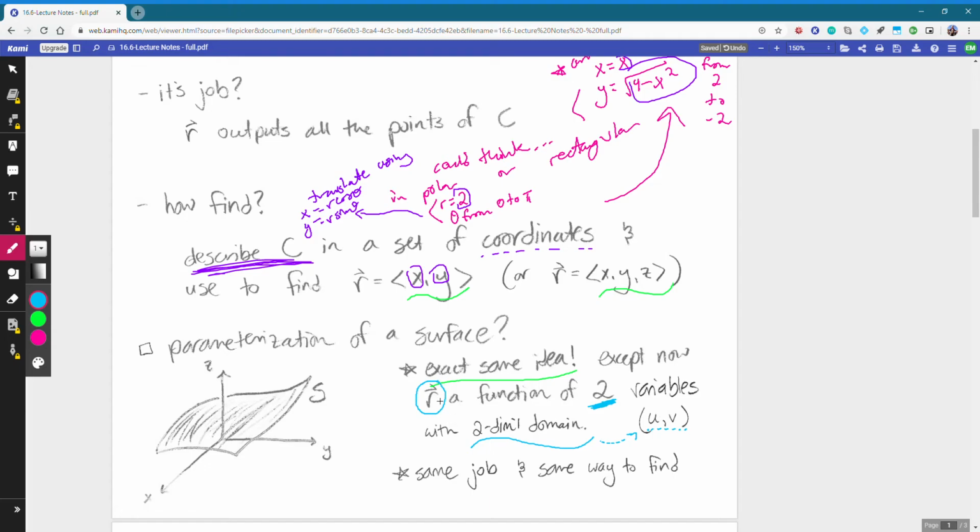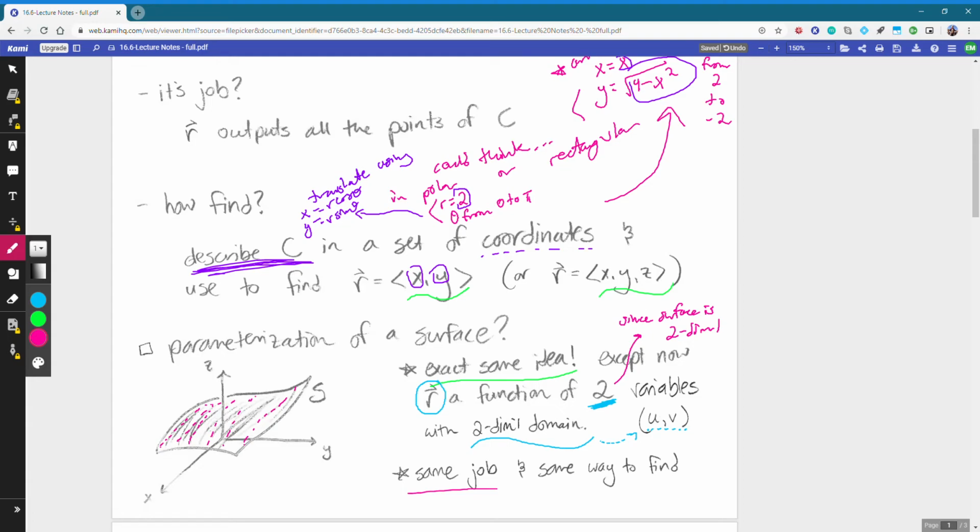So it's the same sort of object, just with one more variable. Maybe just for our notes' sake, let me mention here, since a surface is two-dimensional, that's why we need two variables. This parameterization is the same sort of object, and it has the exact same job as it did before. Our parameterization is just designed to go through and output each and every point along our surface.